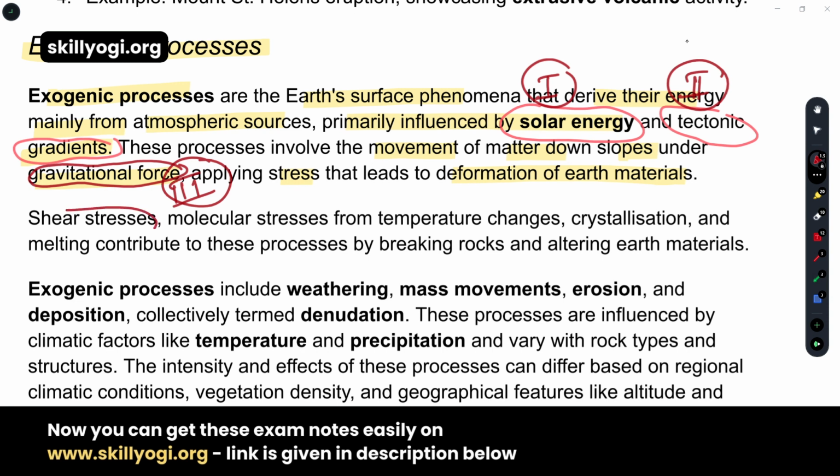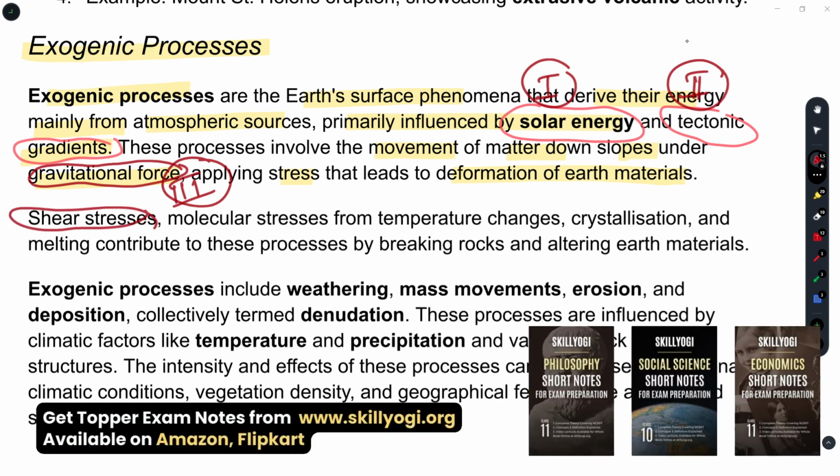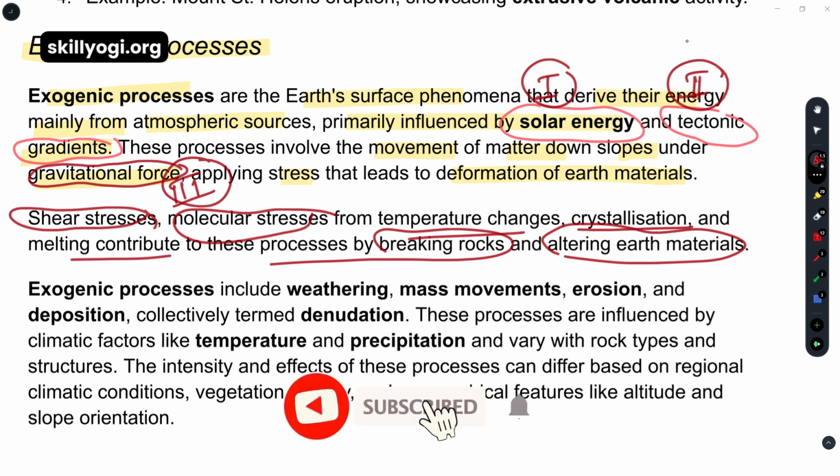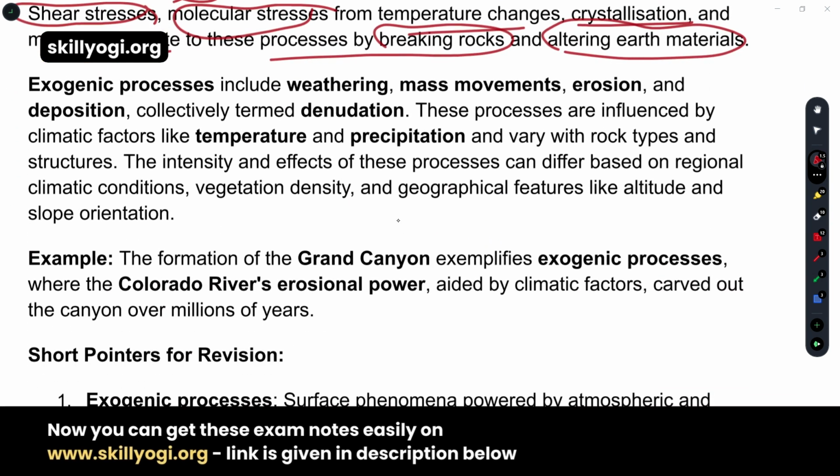Now something else is written. Shear stresses and molecular stresses from temperature changes, crystallization and melting contribute to the process of breaking rocks and altering the earth's material. Altering means reformation of the earth material. After the deformation of the earth, something will be formed again, right? So that is the alteration of the earth materials, which is another process mentioned over there.